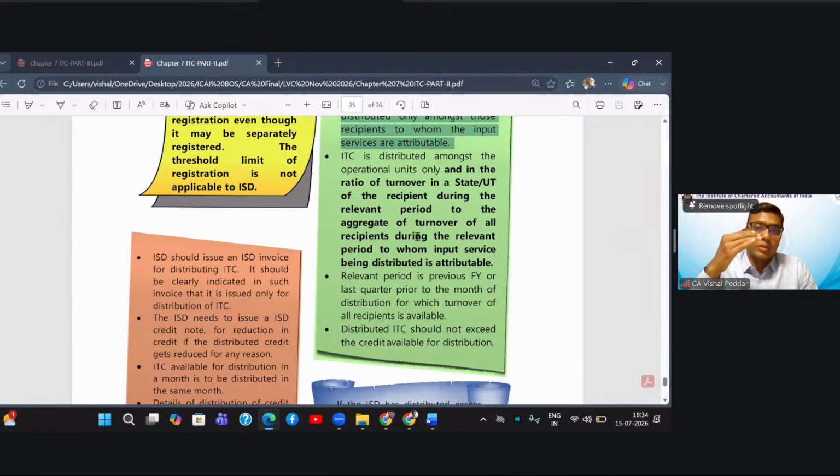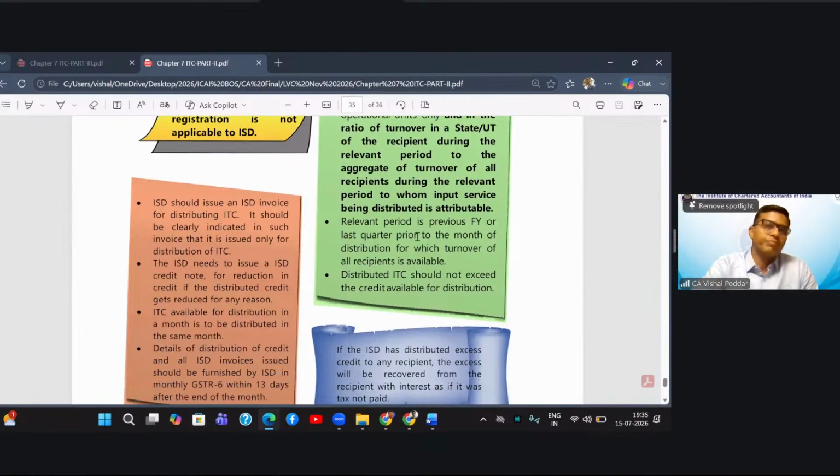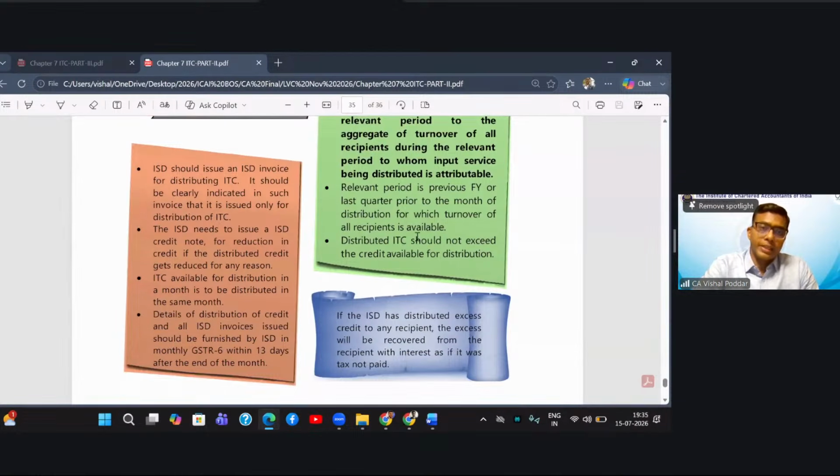Now the second point says I have to distribute it only to operational units. Operational means where some work is going on, because we are going to use the ratio of turnover. If there is no work going on in a unit, let us say the unit is under the stage of development or it is still not having any commercial sales, so we will not distribute ITC to that unit because I do not have turnover of that unit. So second point is, you have to take turnover of all these units to whom the ITC has to be distributed, and in the ratio of turnover you will divide the ITC.